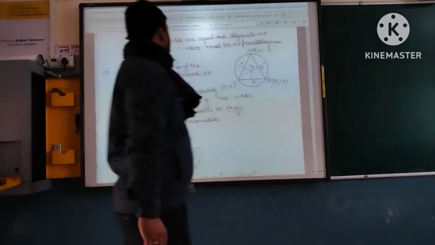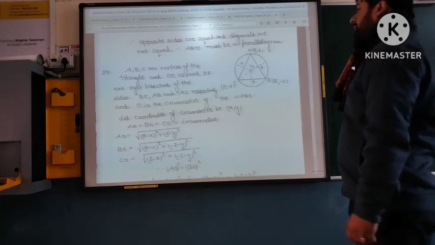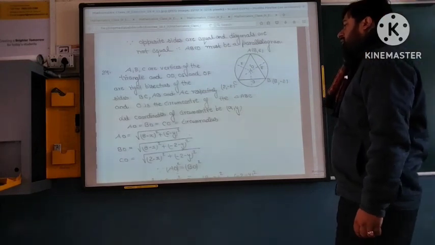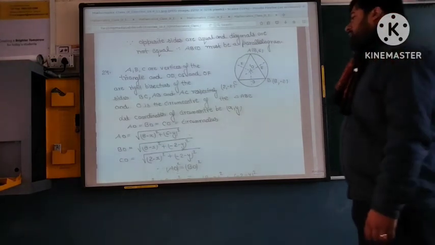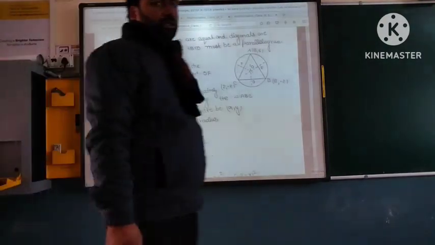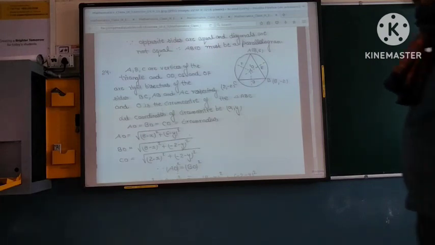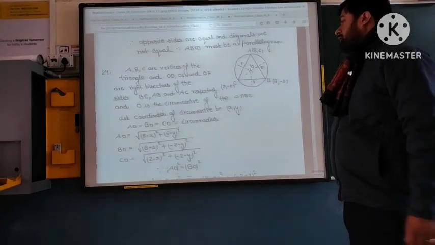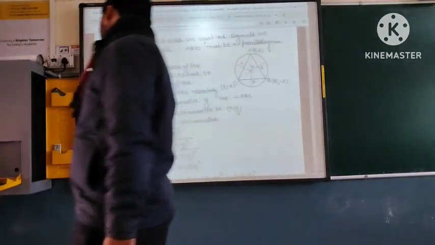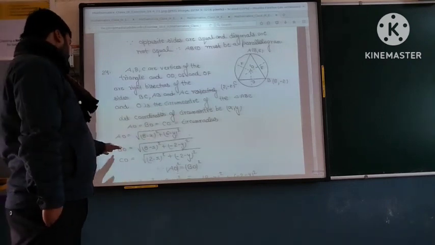It reads, find the coordinates of the circumcenter of the triangle whose vertices are (8, 6), (8, -2) and (2, -2). Also find the circumradius. Now, if you remember your knowledge of chapter 10, what is the circumcenter? The circumcircle is a circle which circumscribes the triangle. And the center of this will be called the circumcenter.